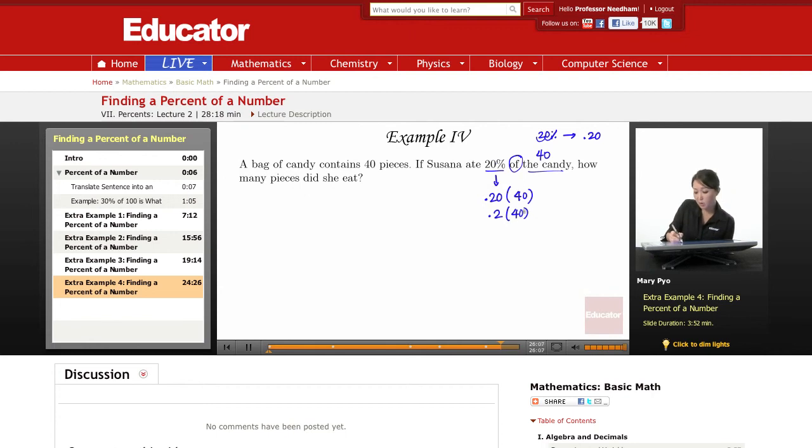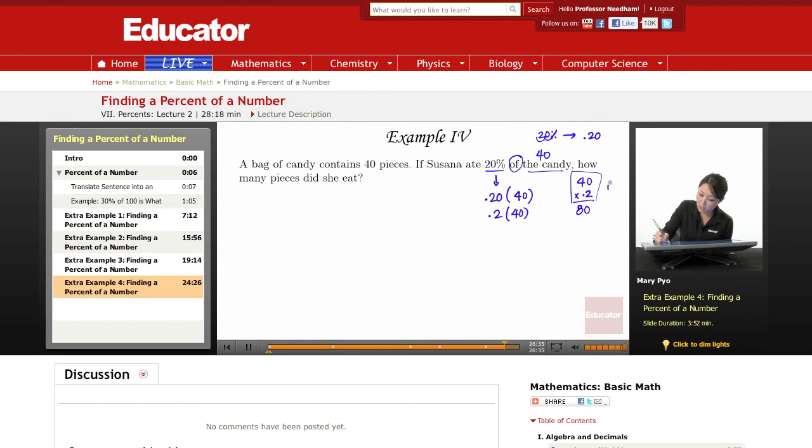I can't drop this 0. Be careful here. Don't drop the 0 because this 0 is not behind a decimal point, right? Decimal point is right here. So since it's not behind a decimal point, I can't drop the 0. But this one I can, right? That'll just make it easier to multiply. 40 times 0.2, okay, is going to be 80.